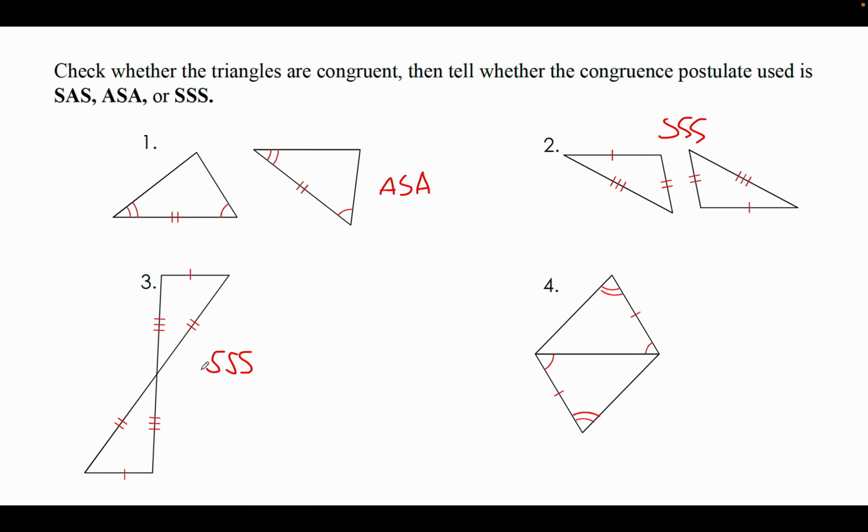Additional information, class. Earlier, we have a common side. This time, we have a common angle. When it's like this, look, this angle is shared by both of them. This is what we call vertical angles. And we know for a fact that vertical angles are always congruent. Okay? When the angles are opposite each other like that, they are congruent. Let's say this is angle O. So that means we can state that angle O is congruent to angle O by reflexive property.